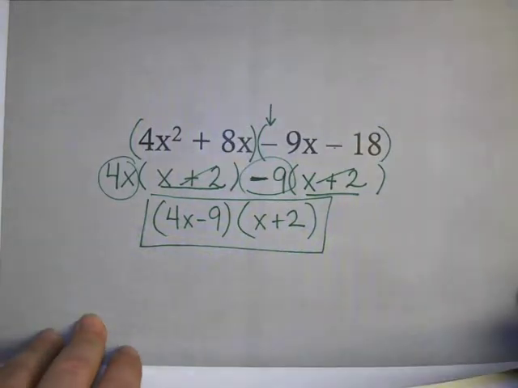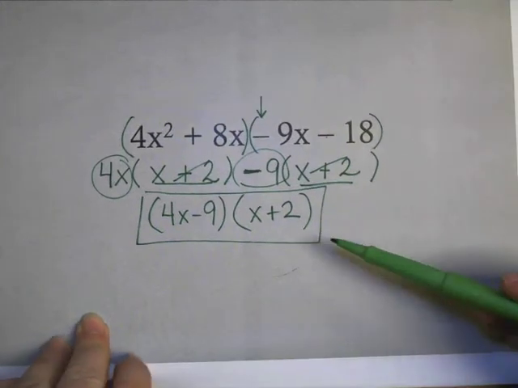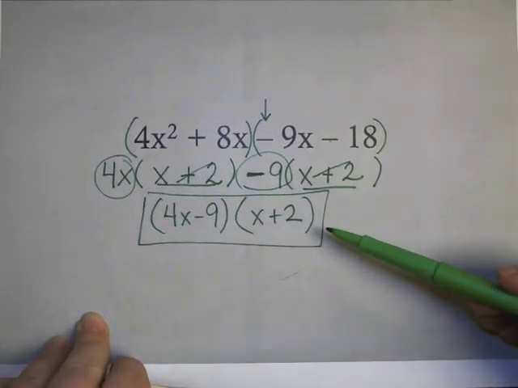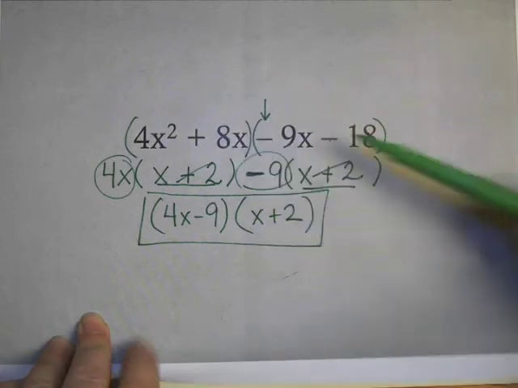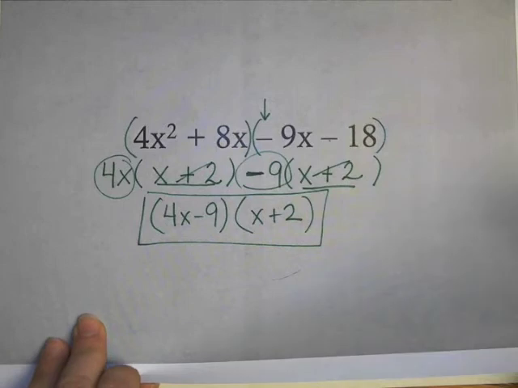4x minus 9 times x plus 2. When we multiply that back to check it with FOIL or box, we're going to get 4x squared plus 8x minus 9x minus 18. We get the same answer. Okay?